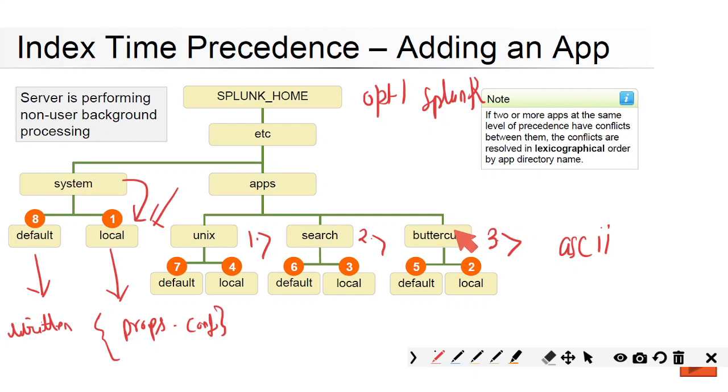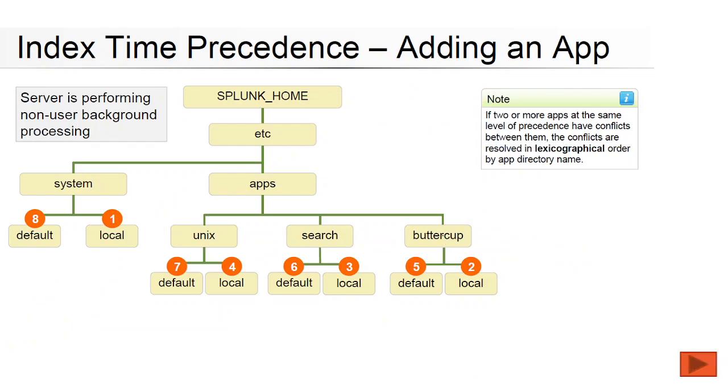The second precedence is under the apps directory, going by lexicographical order. So this particular application will come second, and then we have a local directory for the search application. Then we have a local directory for our Unix application, and then we come back to the default directory under the application context, and again a default directory under the search application, and it will go like that, right? So always remember the index time precedence, this is how it looks. I will talk about this precedence much more in the subsequent slides. Just remember that.